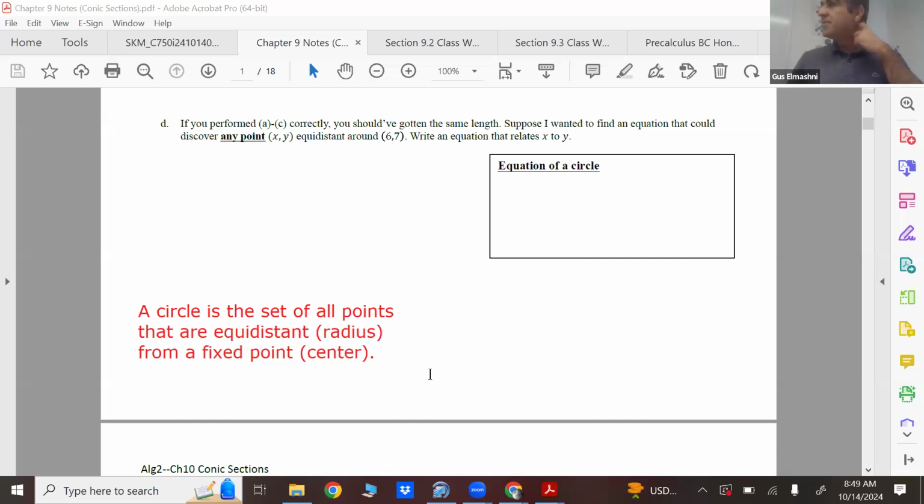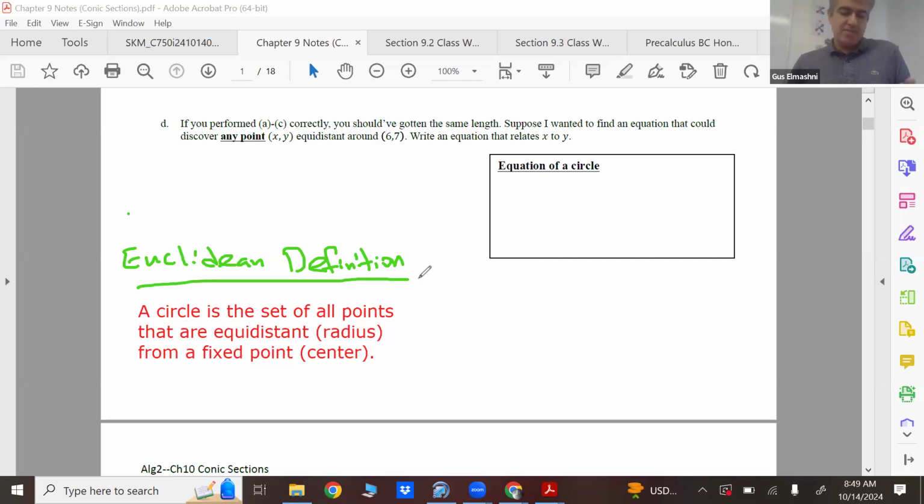That's a circle. Sometimes we use a more formal term called, if we want to get really fancy, the Euclidean definition. Anyone know who Euclid was? More specifically, father of geometry. Yes, father of geometry. So that's called the Euclidean definition or formal definition, whatever.